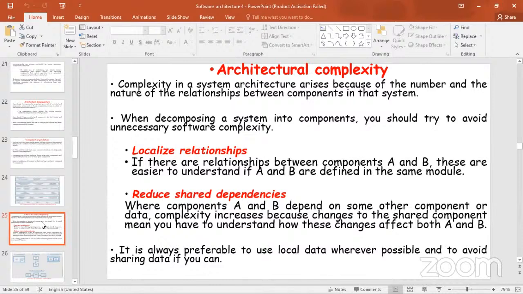Now, when decomposing a system into components, you should try to avoid unnecessary software complexity. So how do you do that? The first thing is localized relationship. Now, if there are relationships between component A and B, these are easier to understand if A and B are defined in the same module.